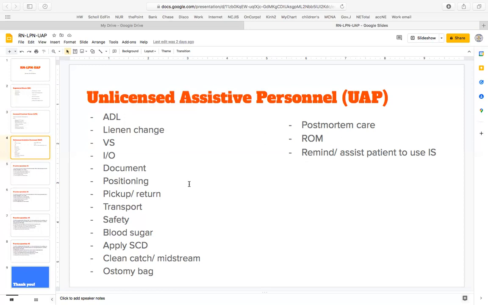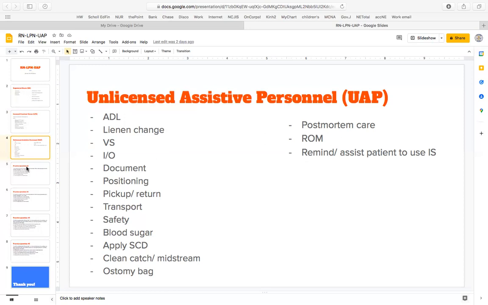Range of motion, any type of range of motion, UAP can help the patient with that. Remind the patient to use the incentive spirometer. They can remind and assist the patient to do it, but can they educate the patient on why they should do it? No, that's for RN.